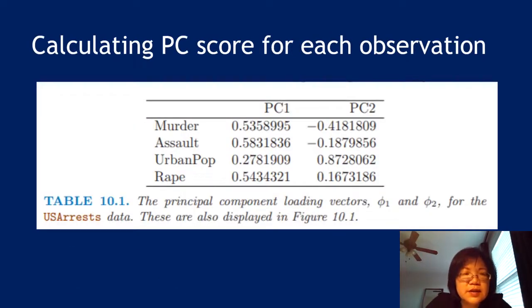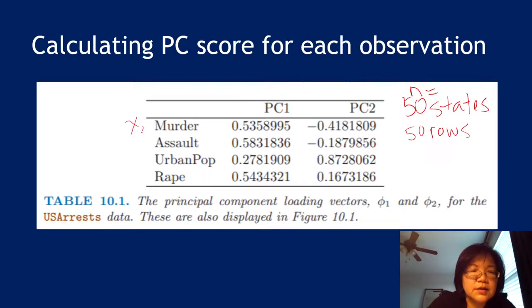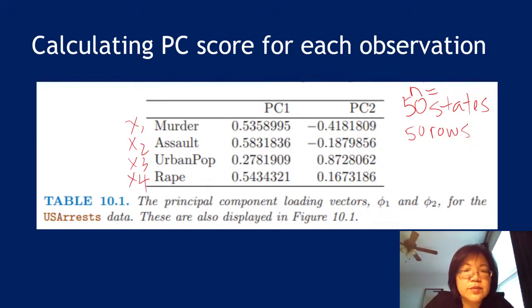Your book uses an example where there are 50 different states. So you have 50 states. These are your n's. So you have 50 rows in the data set, and each state has 4 different x's. So you have x1, x2, x3, x4. These are the 4 variables that we measure for each of the states. We know the murder rate, the assault rate, the urban population level, and the rape rate.